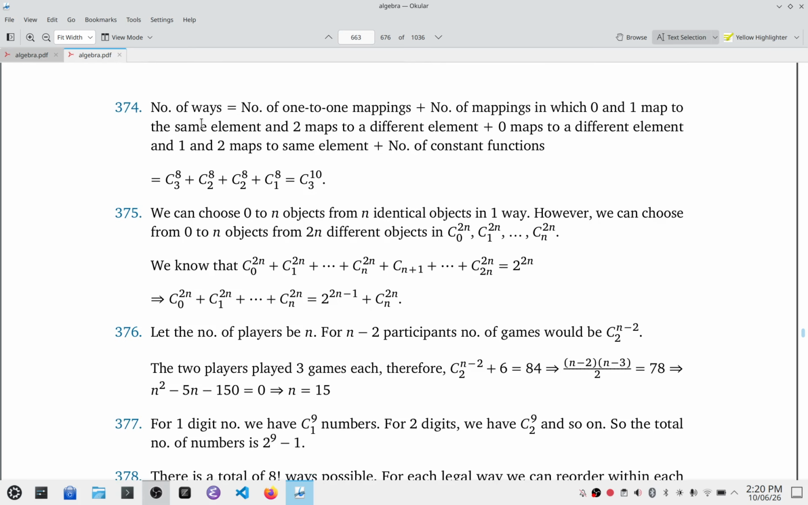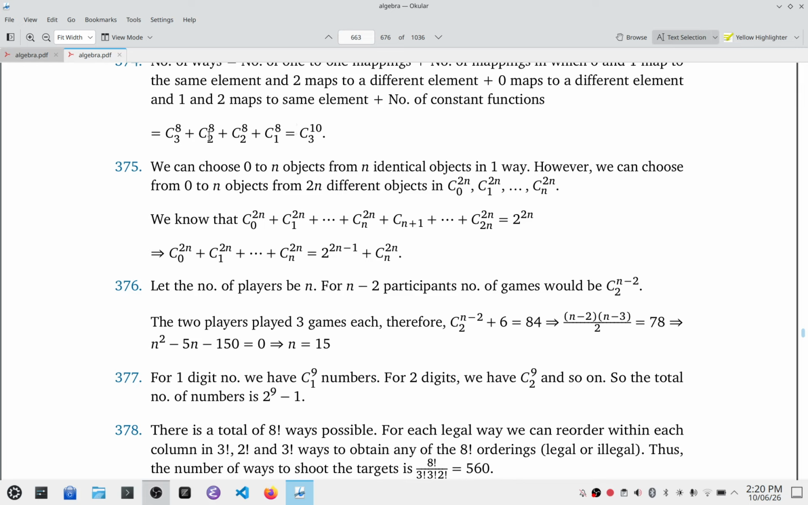So the number of ways is the number of one-to-one mappings, plus the number of mappings in which 0 and 1 map to the same element and 2 maps to a different element, plus 0 maps to a different element and 1 and 2 map to the same element, plus the number of constant functions. So we get 8C3 + 8C2 + 8C2 + 8C1, that is 10C3.